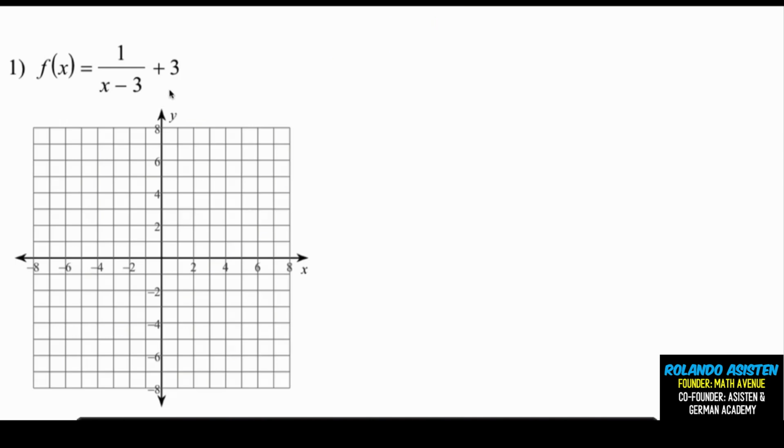So the first thing that we're going to do is check for what value of x will make this denominator equal to 0. And that x value is our vertical asymptote. So our vertical asymptote would be x equals positive 3. Because at x equals positive 3, the denominator would be 0. Then let's locate now that vertical asymptote, x equals positive 3. And then this constant plus 3 here is our horizontal asymptote. So our horizontal asymptote is y equals positive 3.